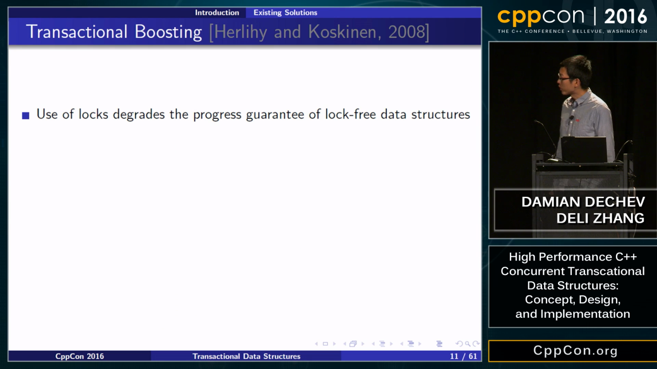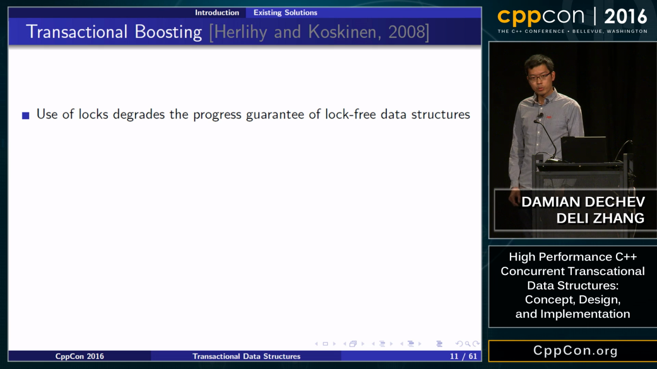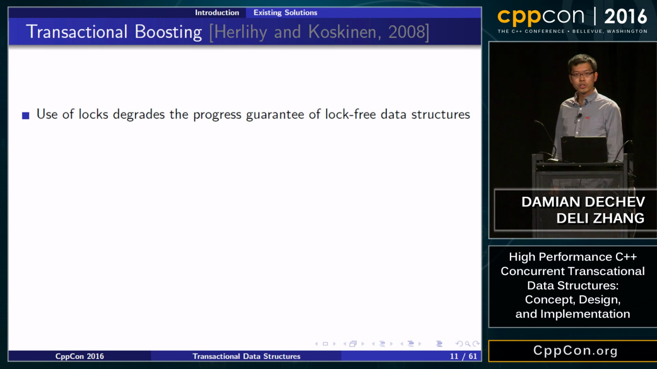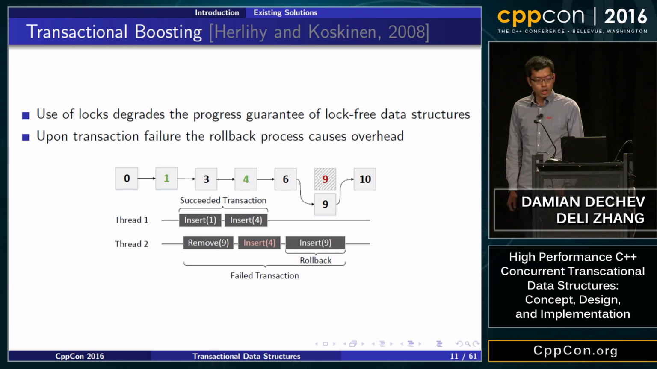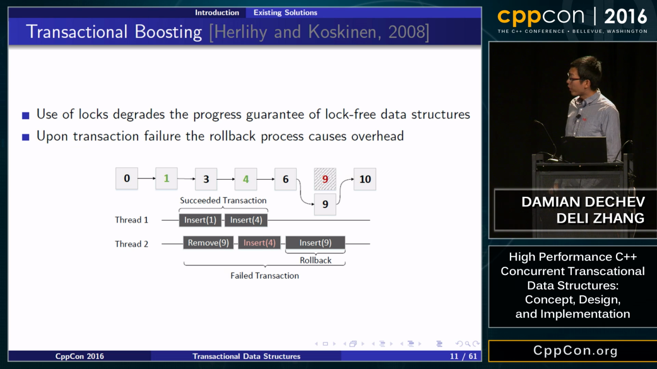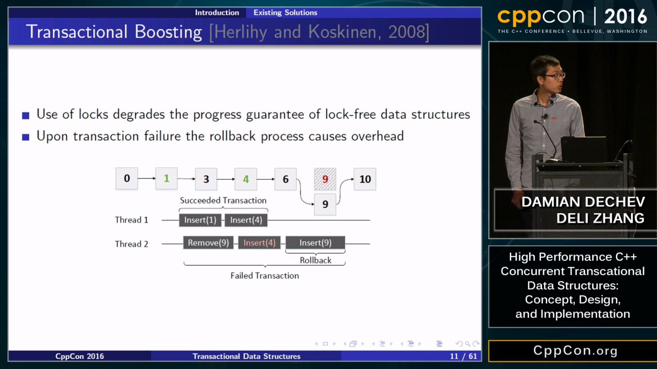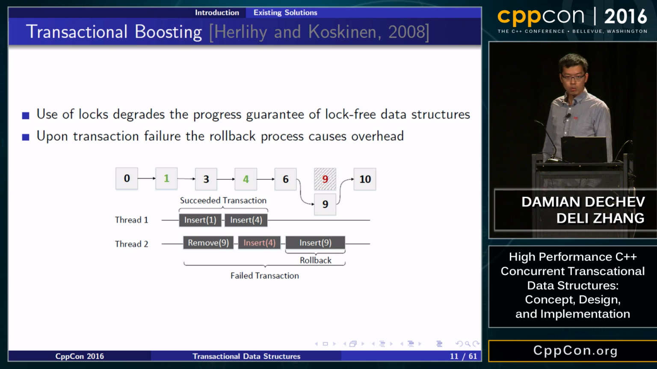Now, the problem with transactional boosting is that although it provides significantly better performance than STM, the use of locks degrades the progress guarantee when it's applied to lock-free data structures. And as this graph shows, when a transaction fails to acquire a lock, it has to roll back already executed operations. In this case, it needs to insert node 9 back into the data structure, which causes additional overhead because this rollback process does not contribute to the overall throughput.